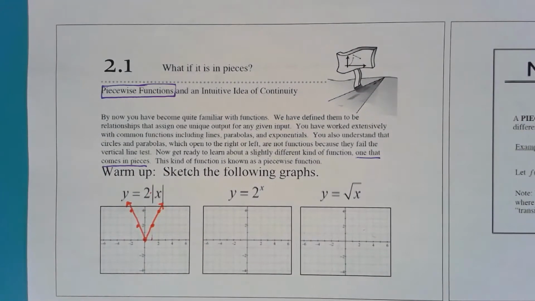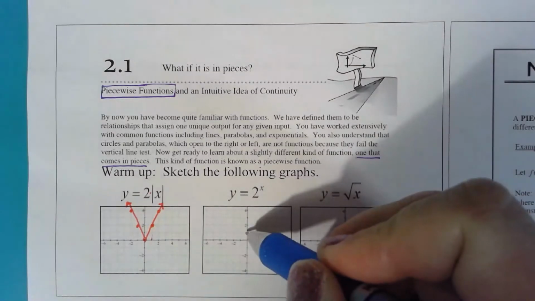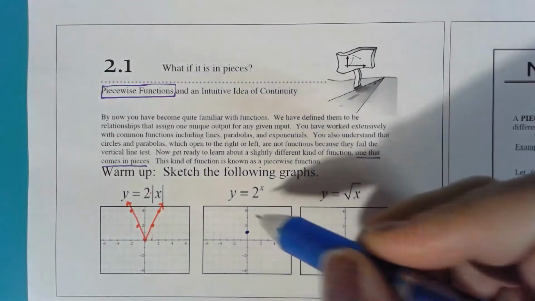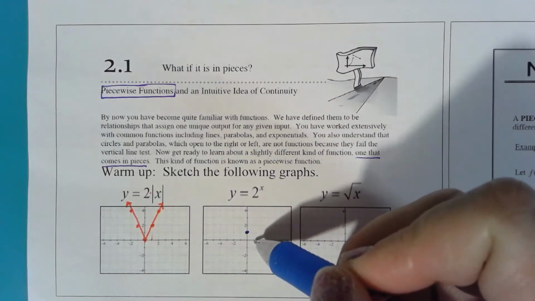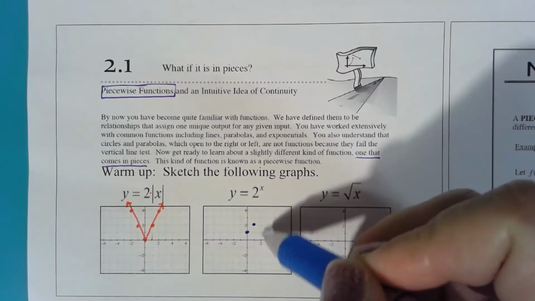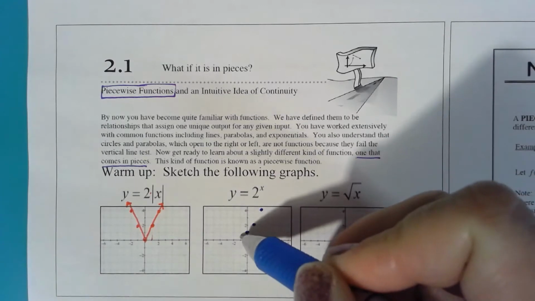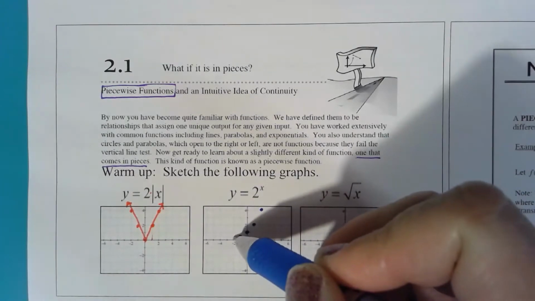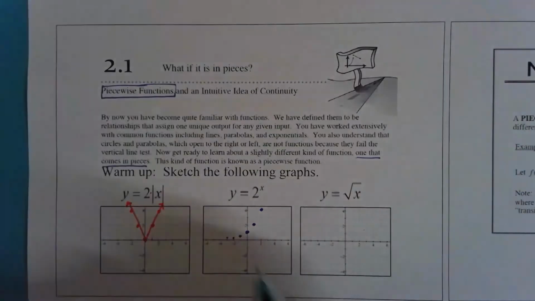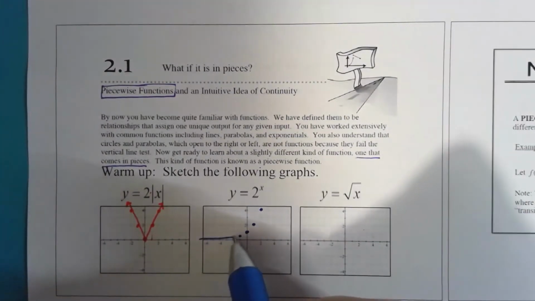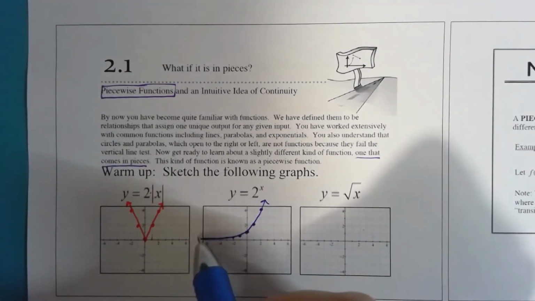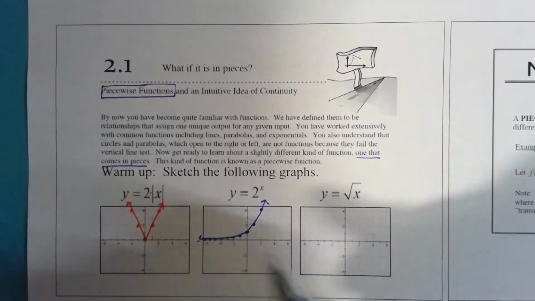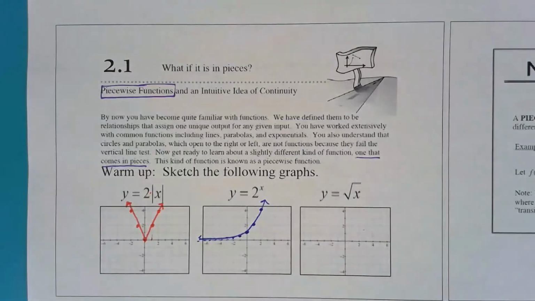All right, my next graph is an exponential. Exponential functions always go through the point (0, 1), because 2 to the 0 is 1. If I plug in a 1, 2 to the first is 2, 2 to the second is 4, 2 to the negative first is 1/2, then 1/4, then 1/8. Right? Exponential functions have that horizontal asymptote on the left, on the x-axis.